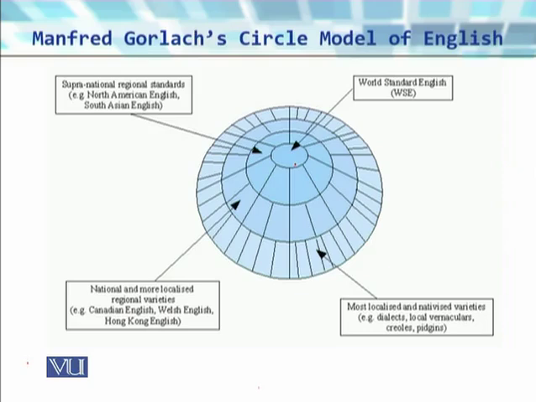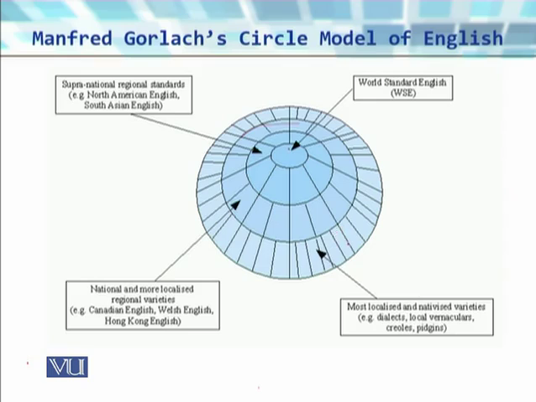Let's take another look at the model with the help of this picture. So at the center we have the World Standard English. In the very next ring we have national and regional standard Englishes, for example, Canadian English, Caribbean English, etc. In the next ring, this one, we have semi-regional standard Englishes, for example, Indian English, Kenyan English, Hong Kong English, etc. And in the final ring here, we have varieties which are almost non-standard and dialects, for example, Yorkshire dialect and some Pidgins and Creoles.